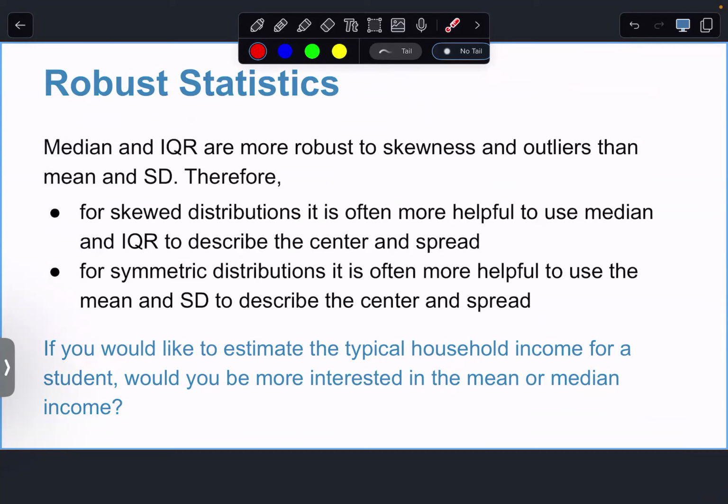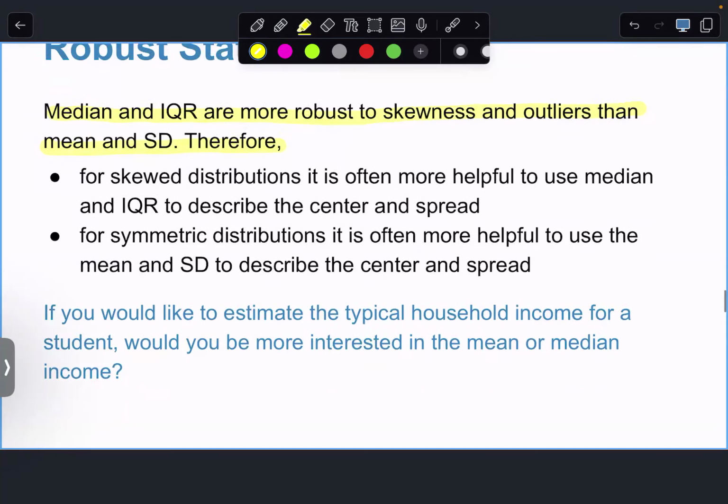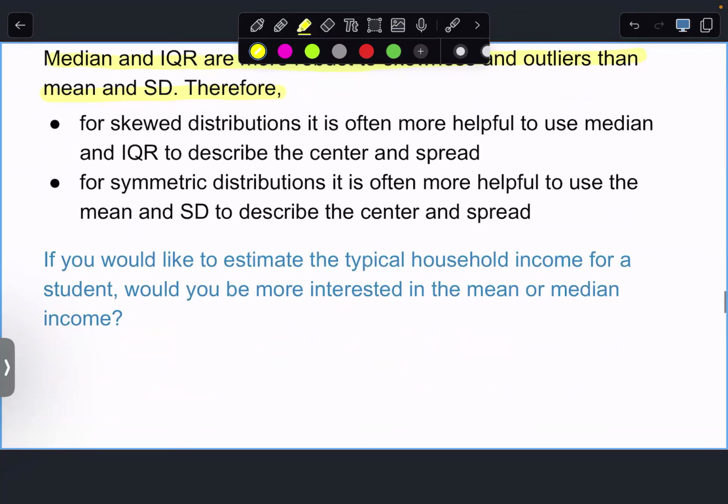Okay. We've already spent a lot of time talking about this, but I will highlight here the median and the interquartile range, which go together, right? You're not going to split those up. They are more robust to skewness and outliers than the mean and the standard deviation. Okay? And so the shape of your distribution is going to determine which center and spread to use.